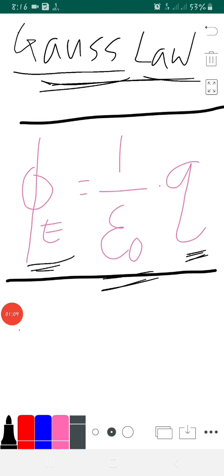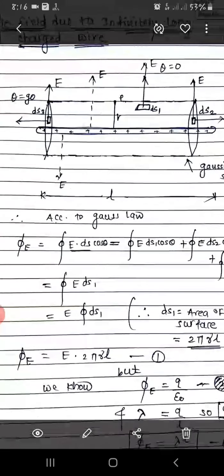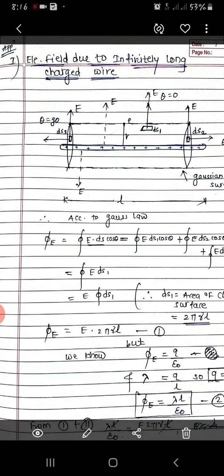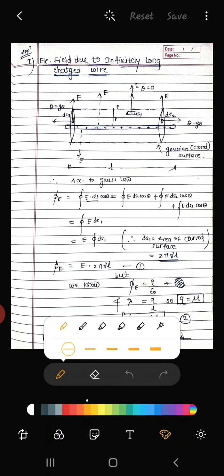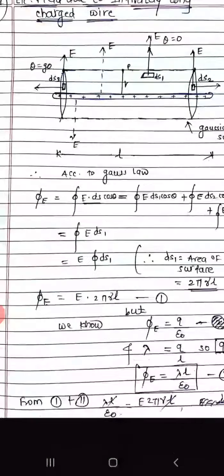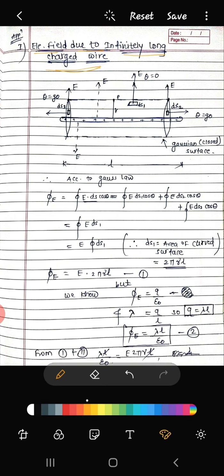Okay, so we'll start today's first point, that is the first application, the electric field due to infinitely long charged wire. So concentrate here now. We are going to start our first point, electric field due to infinitely long charged wire.